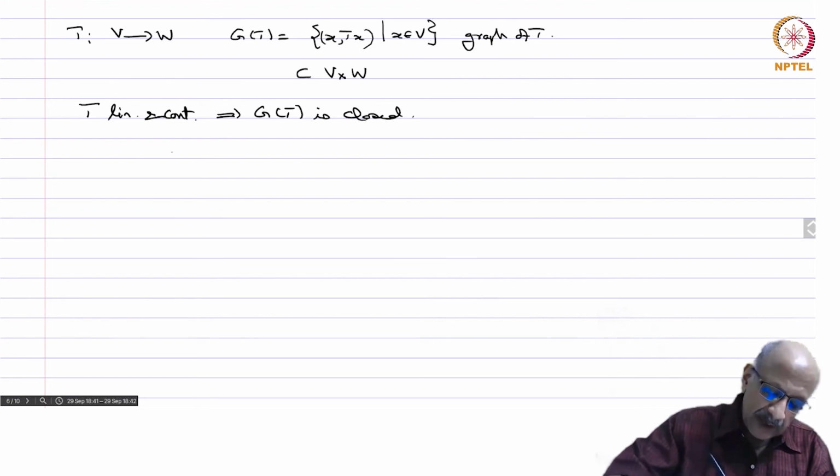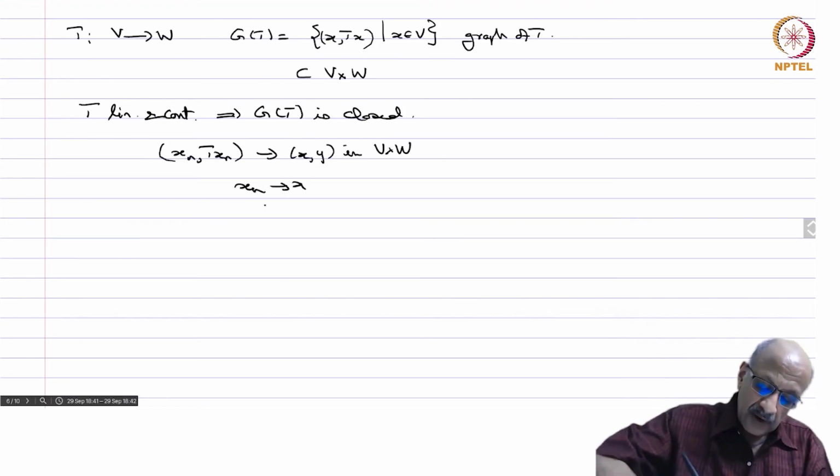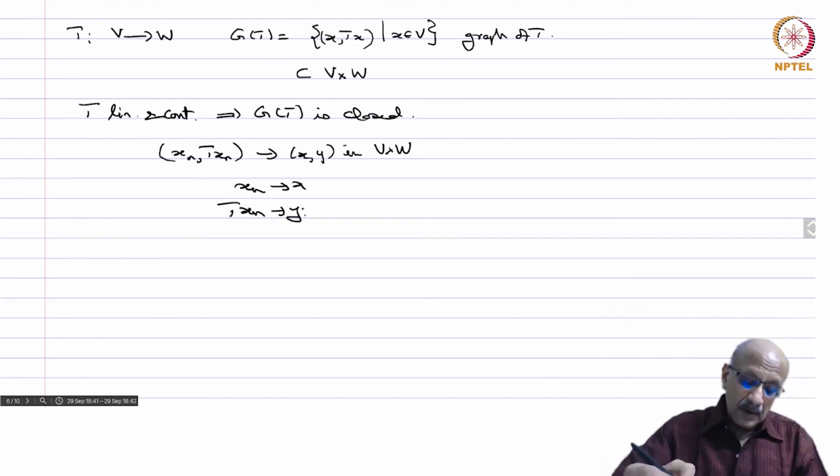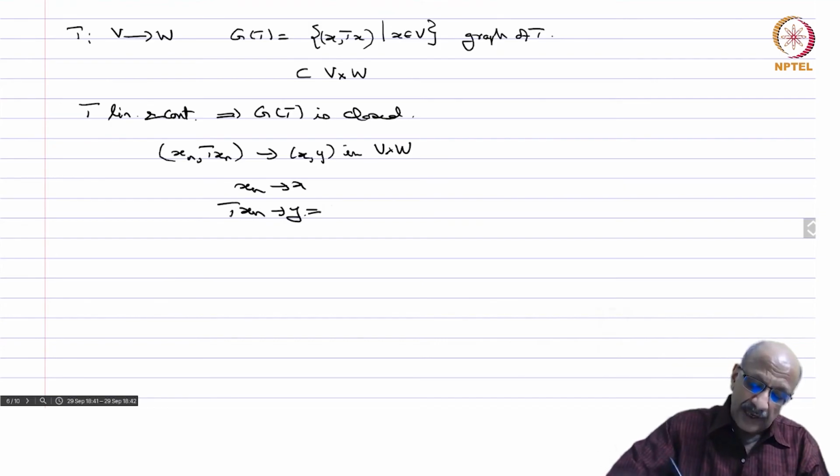Why? Let (xn, Txn) converge to (x, y) in V cross W. So that means xn goes to x, Txn goes to y. But T is continuous, so Txn has to go to Tx, so y has to be equal to Tx, and therefore (x, y) is (x, Tx), which is in the graph, so this implies that GT is closed.